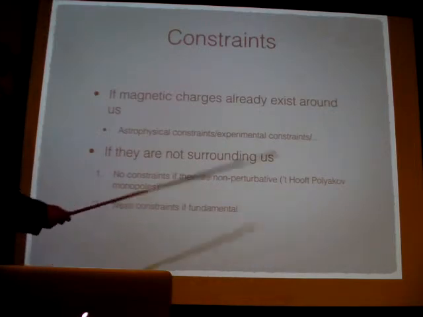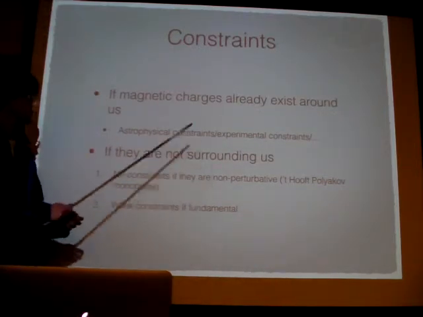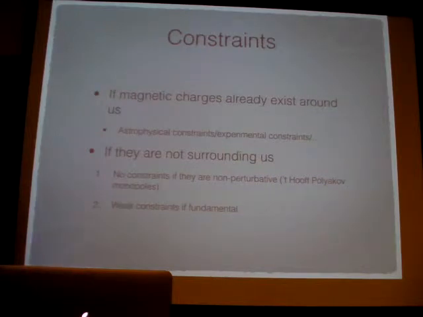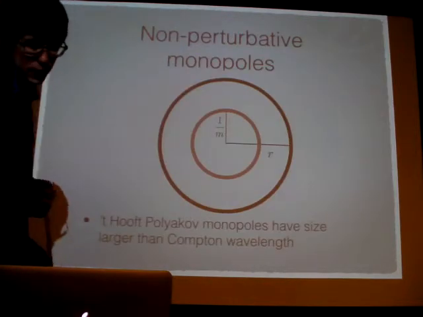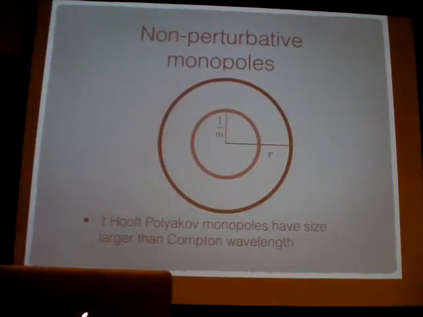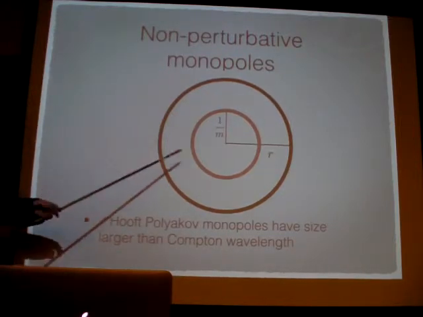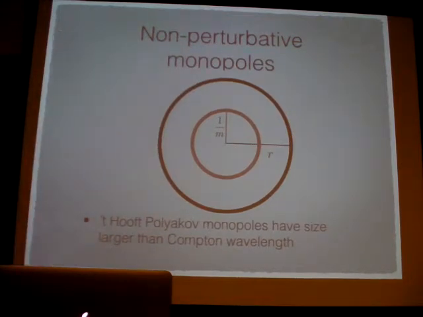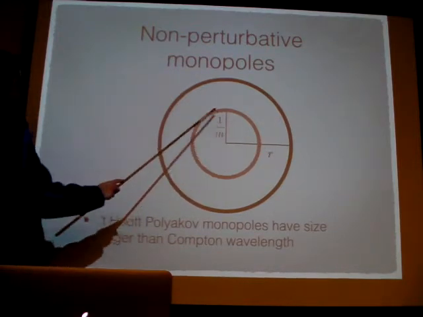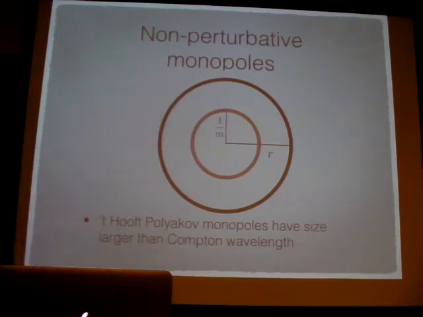Okay. So first, let me convince you that if these are 't Hooft-Polyakov monopoles, we essentially have no bounds on them if they don't already exist. What do I mean by that? I mean that their physical size R, the size of the gauge boson distribution, the hedgehog configuration, is a lot larger than 1 over its mass. And so this tells you that the production is exponentially suppressed.